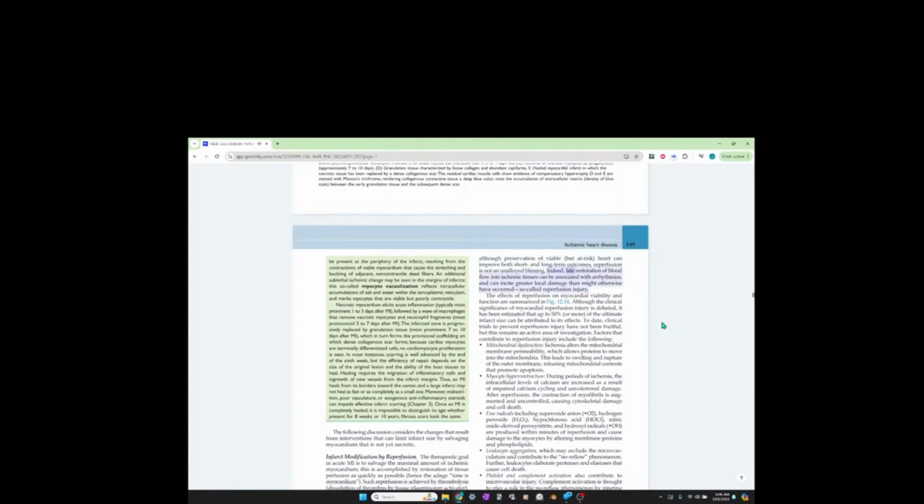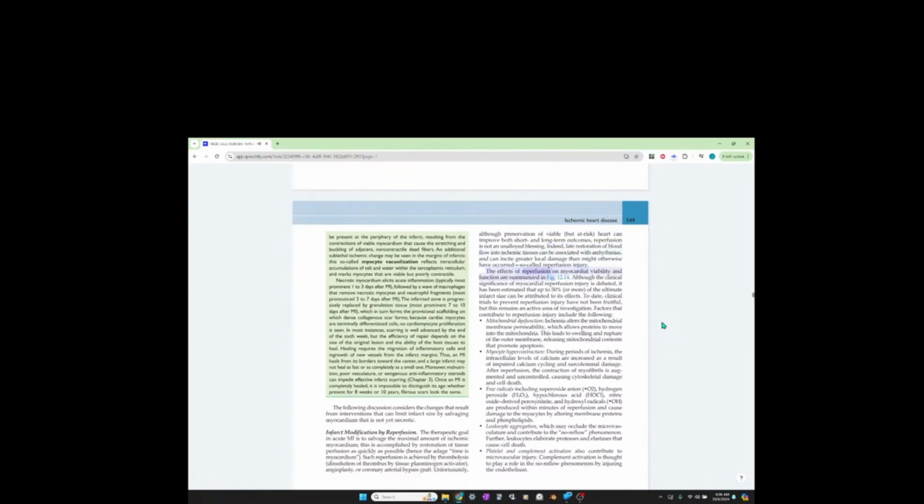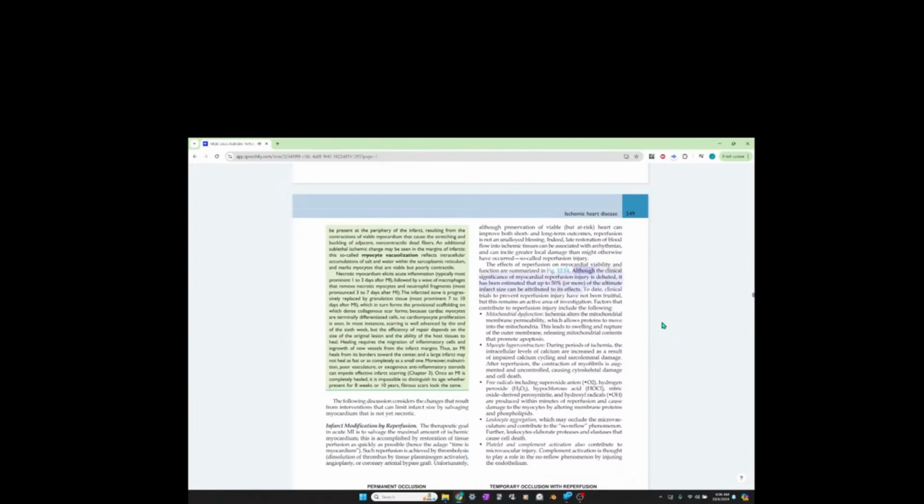Indeed, late restoration of blood flow into ischemic tissues can be associated with arrhythmias and can incite greater local damage than might otherwise have occurred. So-called reperfusion injury. The effects of reperfusion on myocardial viability and function are summarized in Fig. 12.14. Although the clinical significance of myocardial reperfusion injury is debated, it has been estimated that up to 50% of the ultimate infarct size can be attributed to its effects. To date, clinical trials to prevent reperfusion injury have not been fruitful, but this remains an active area of investigation.